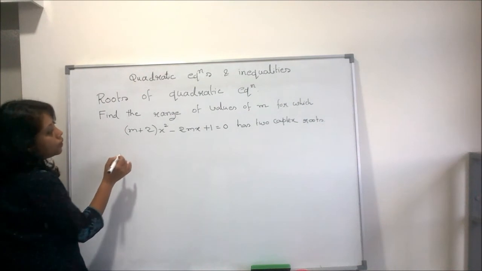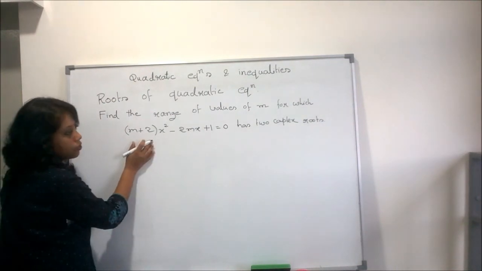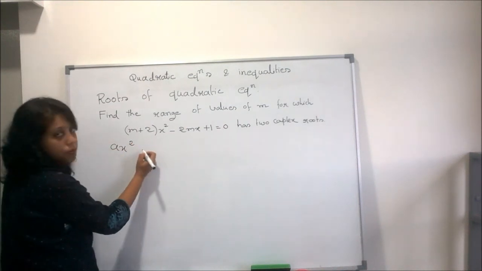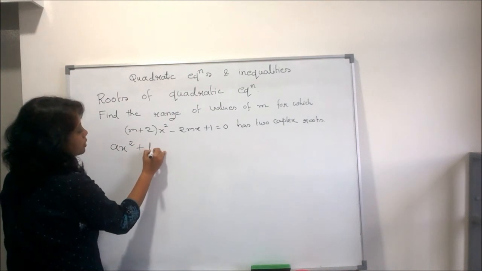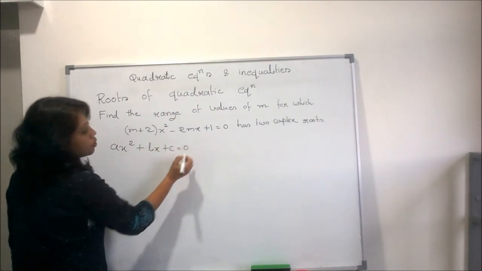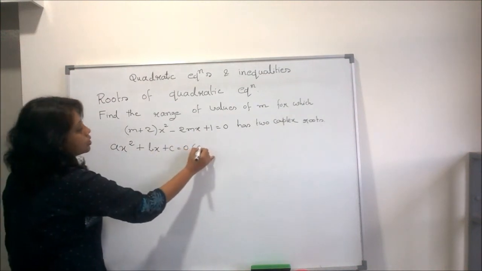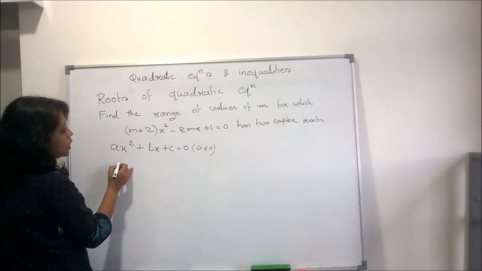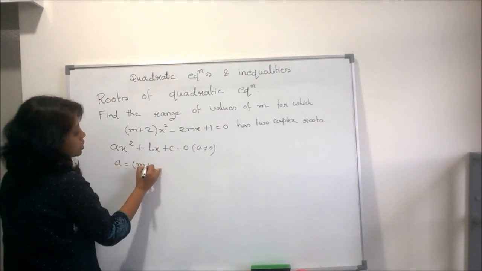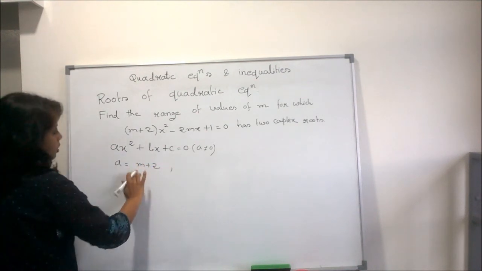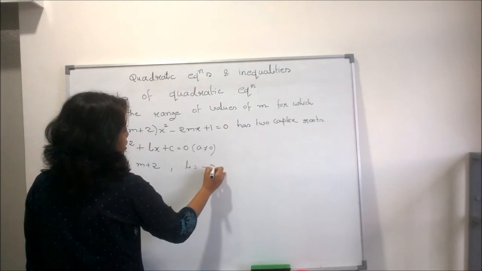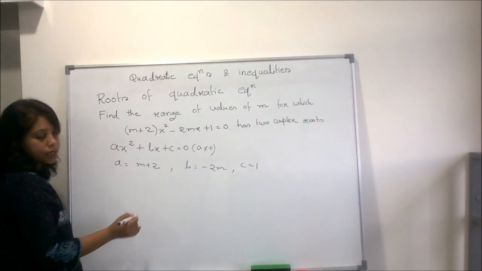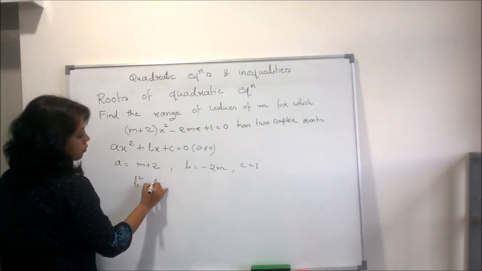So if we compare the given equation to the general form of quadratic equation, that is ax square plus bx plus c is equal to 0, where a, b, c are constants and a is not equal to 0. So comparing these with the given equation, we can say here a is equal to m plus 2, b is equal to minus 2m and c is equal to 1. And our discriminant is b square minus 4ac.